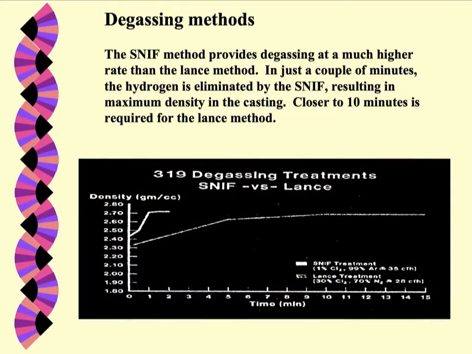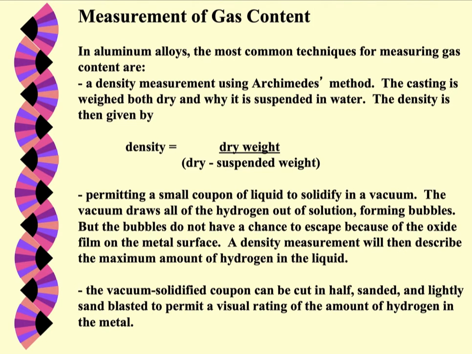It says it's closer to 10 minutes with the lance method. If you look at our stuff, it might even be longer than that. And they're getting a pretty high density, 2.7. Now, 319 has a slightly different density because it's got more copper and some other stuff in it. So we've got to figure out what the deal is there, why it's taking so long.